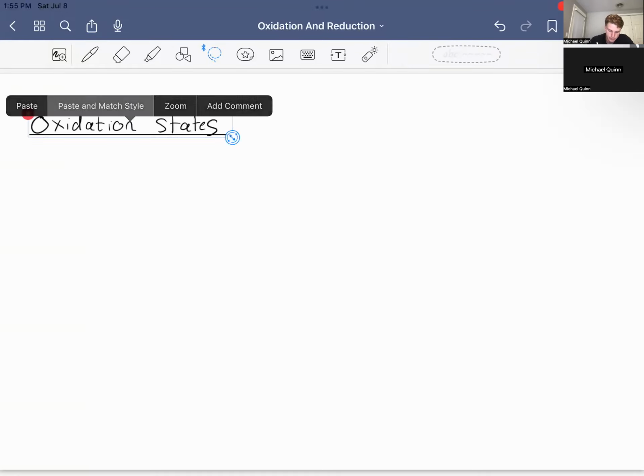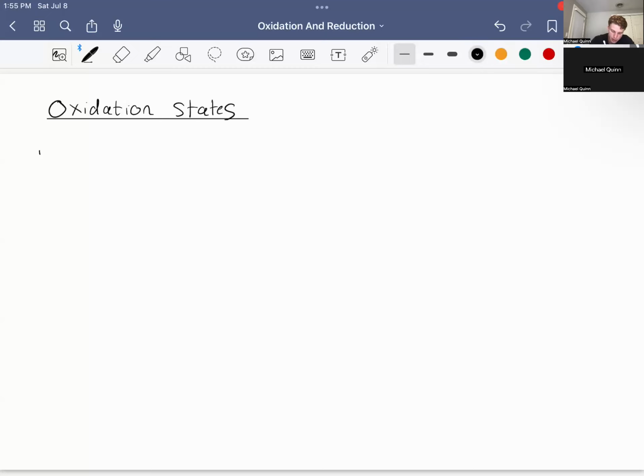So rule number one for assigning oxidation states is that any atom on its own has an oxidation state of 0. So if we have an atom that is not interacting with any other atoms, that atom will have an oxidation state of 0.